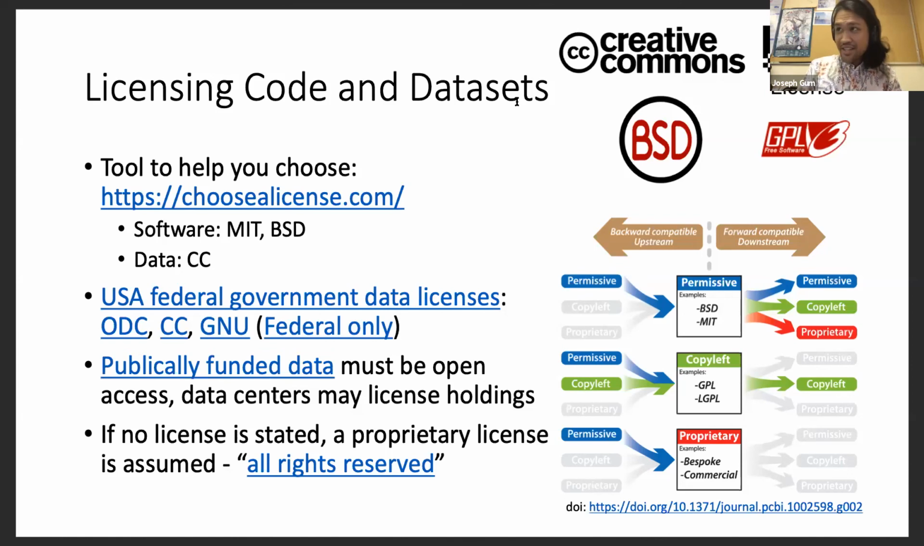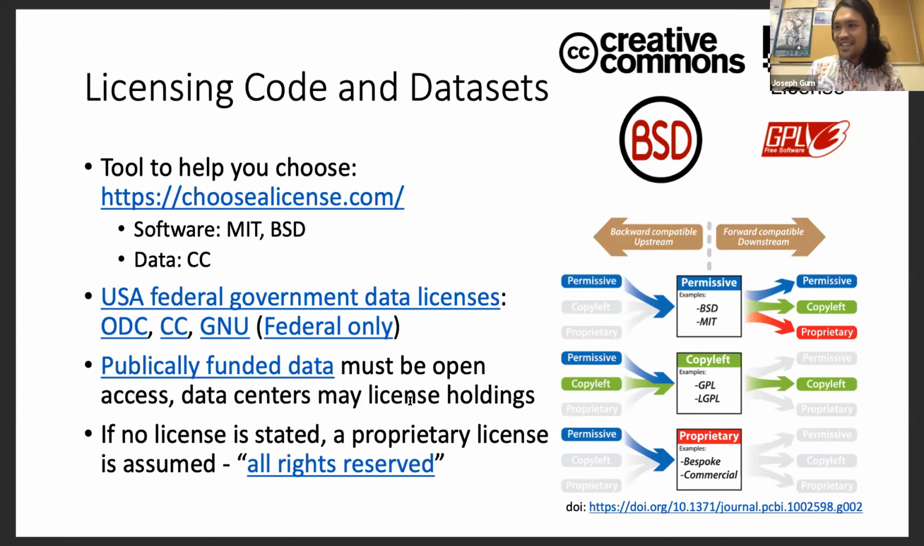Licensing code and data sets. There's a helpful website that you can go to, choosealicense.com. Generally, if you don't know, you don't care, you can use MIT or BSD license for your code. And for data, you can use a Creative Commons license. There is something special about USA federal government data licenses that Shell is more than happy to talk to you about, but I'm already 4 minutes over time.